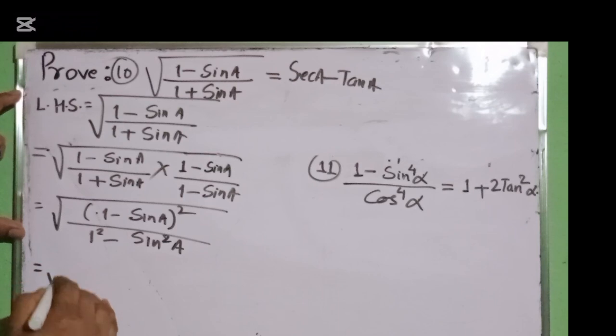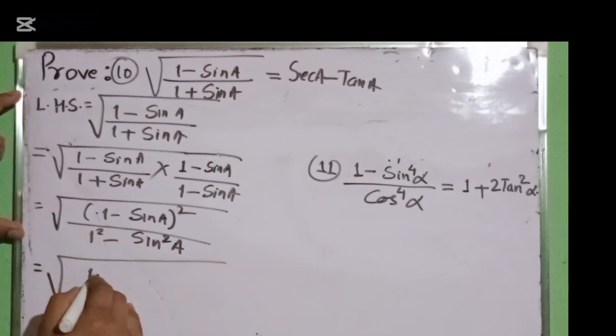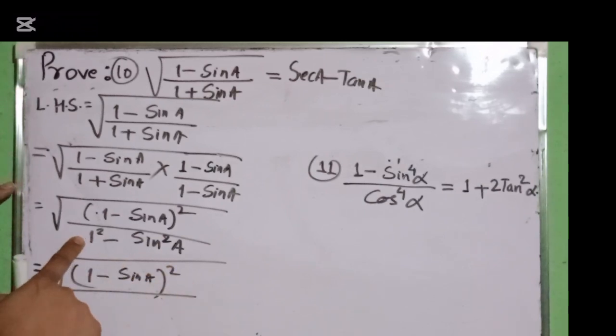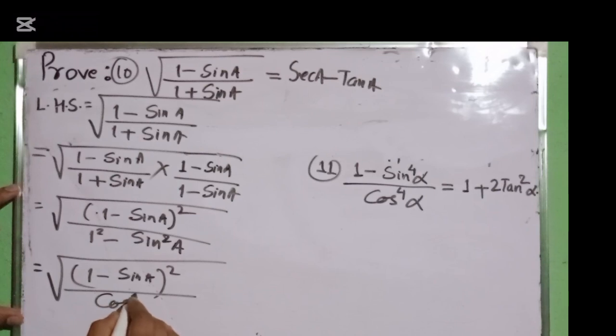Now what to do here, children? Look, you can write the same 1 minus sin A whole square, and we have its formula also now. 1 minus sin square A means we have cos square A in Pythagoras relation. That I have explained in the previous class. Then both of them have square, then we can write like this.